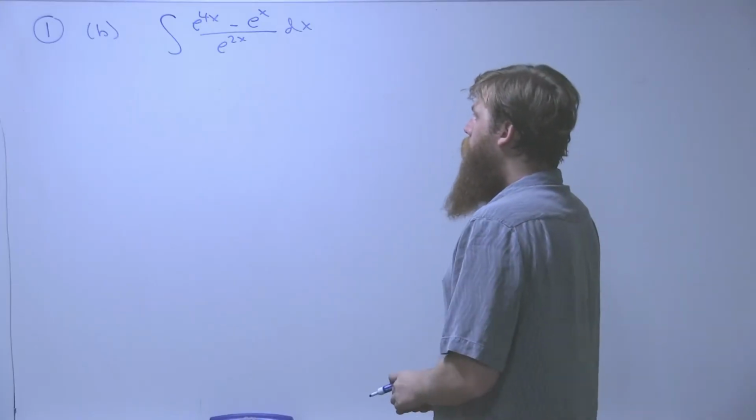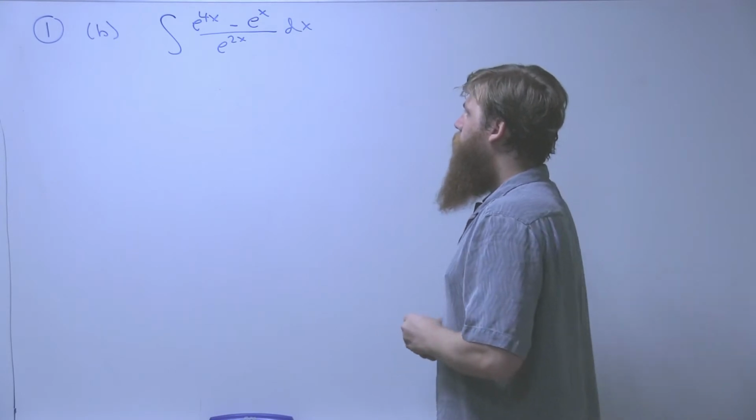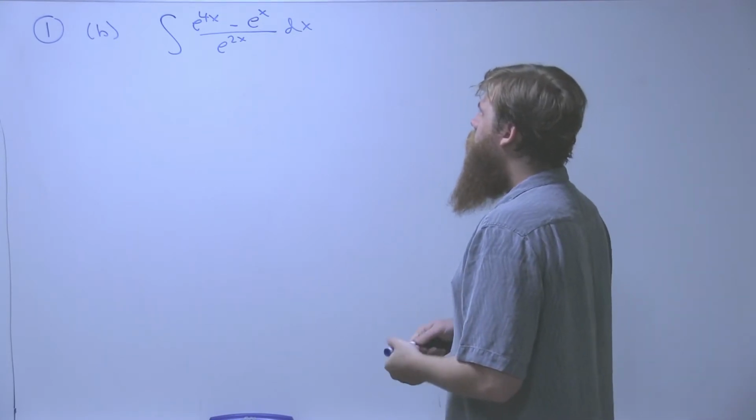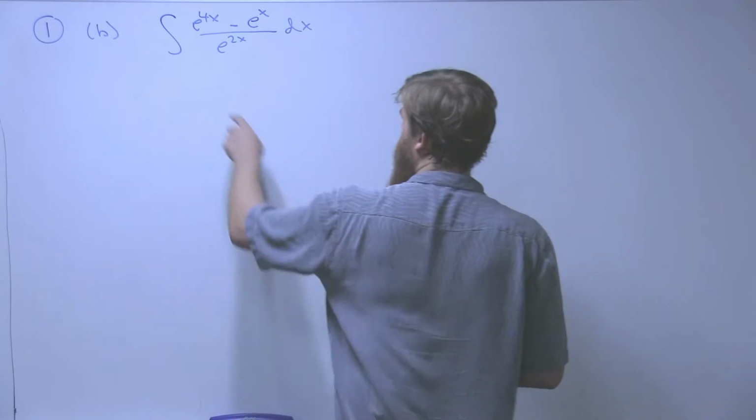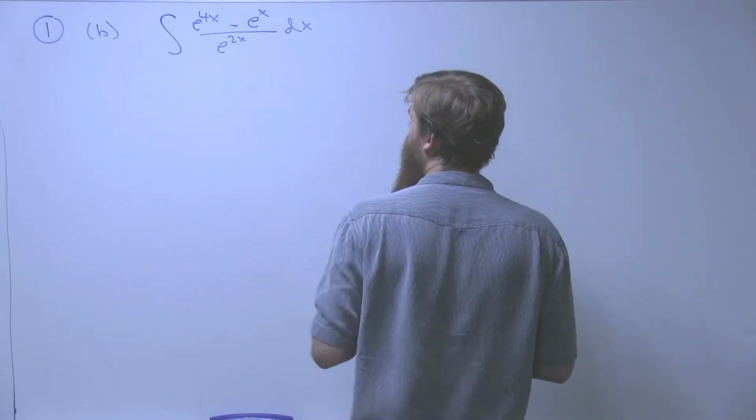We're looking now at part B of problem 1 of part 2 of the final exam review for Survey of Calc 1 UF Online students. It's again an integral. We're asked to evaluate the indefinite integral of e to the 4x minus e to the x over e to the 2x.